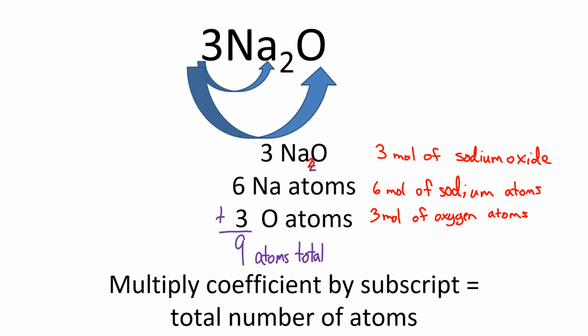Mike brought this up earlier, that we have 9 atoms in total, right? Because I have 6 sodiums and I have 3 oxygens, so I have 9 atoms in total. So another way that you might see this written is 9 moles of atoms in the compound. That term mole, I'm going to further define a little bit later, but I just want you to be aware of the phrasing.